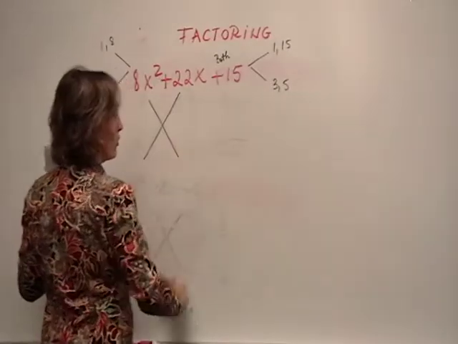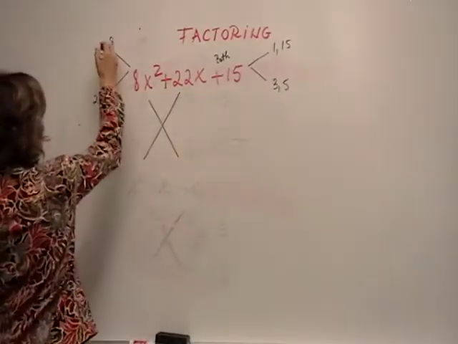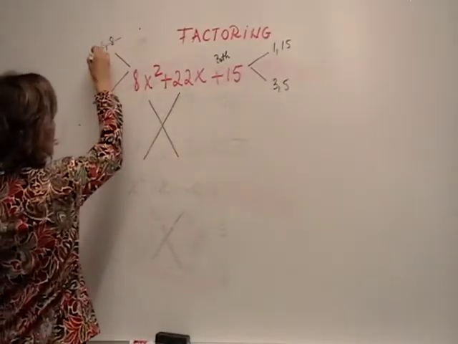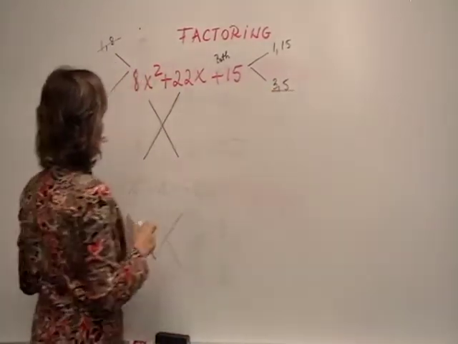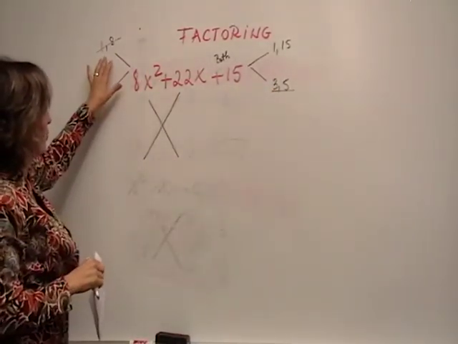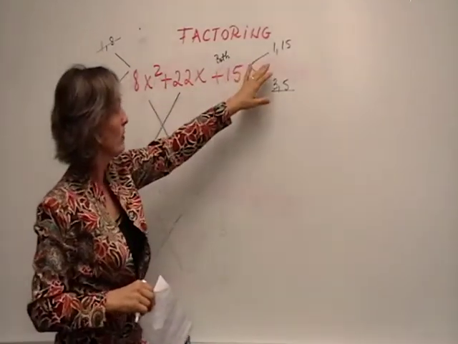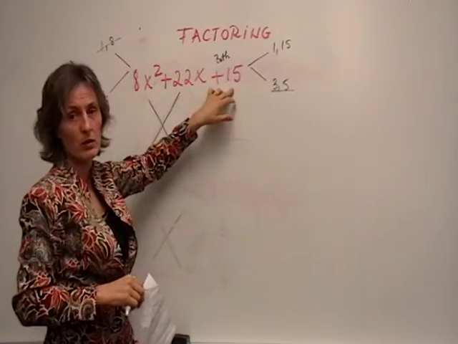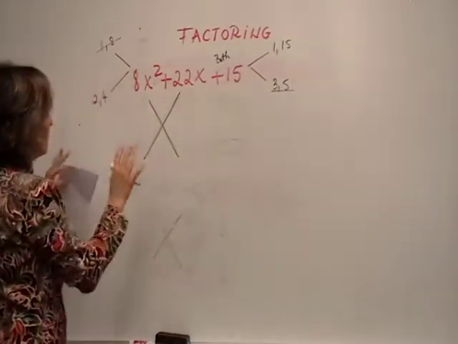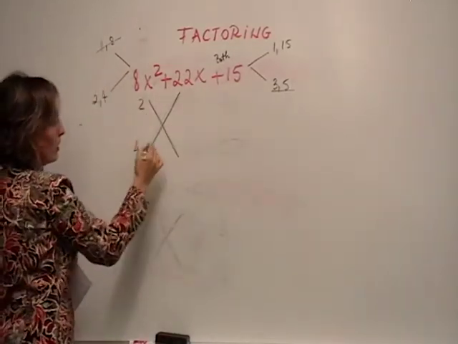Remember to cross out what we already chose. So we chose 1 and 8 with 3 and 5. This doesn't mean I cannot choose 1 and 8 with 1 and 15, but if you look, 15 and 8 really will give you a big sum. So let's go in the middle and try 2 and 4 and 3 and 5.